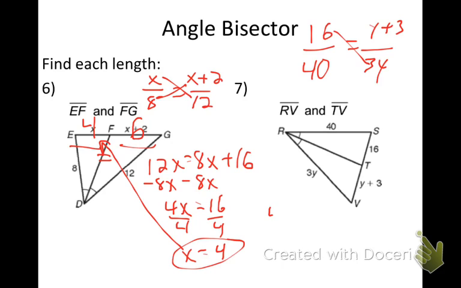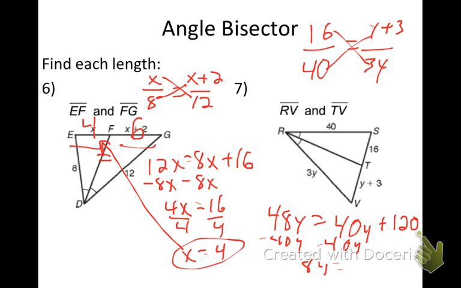Okay? Now that I have this, I would do cross products. 16 times 3y gets me 48y, equals 40 times y plus 3, which gets me 40y plus 120. And now I would solve for y. So I'd subtract 40y, giving me 8y equals 120. Divide by 8. And I get y to come out and equal what, Trevor? 15. Is that my answer, though? Nope. Plug it back in. I get side lengths that are 18 and 45. Good work.